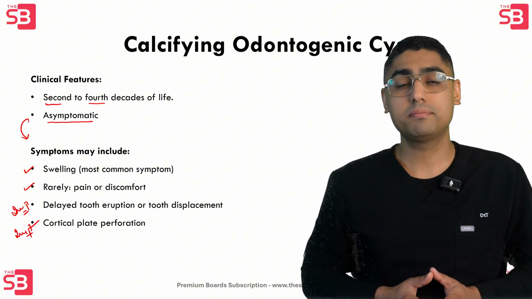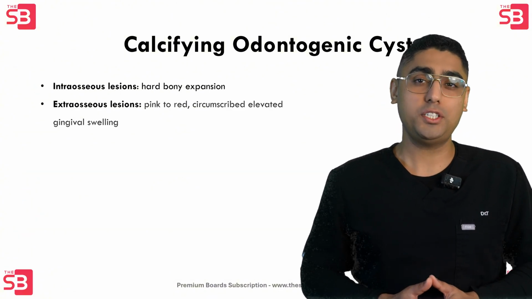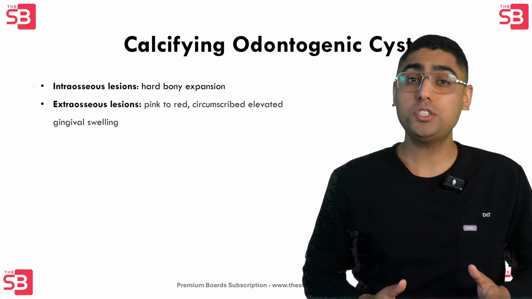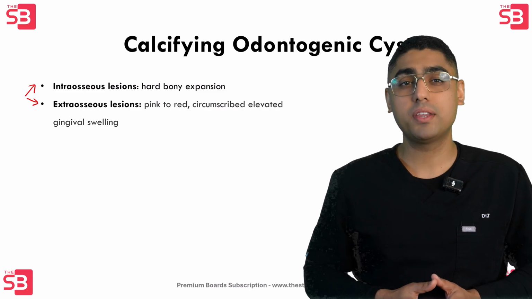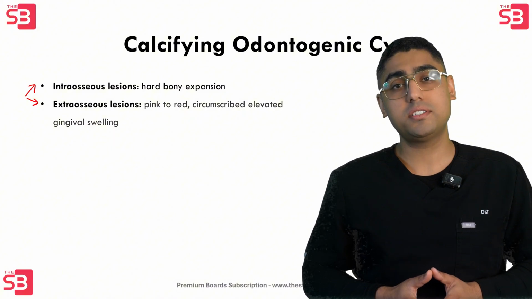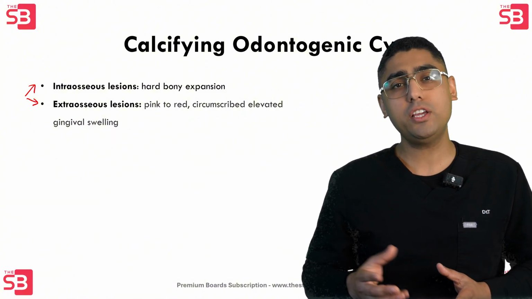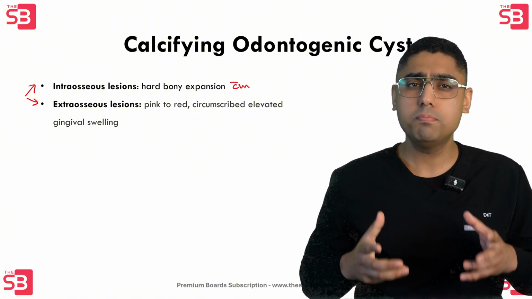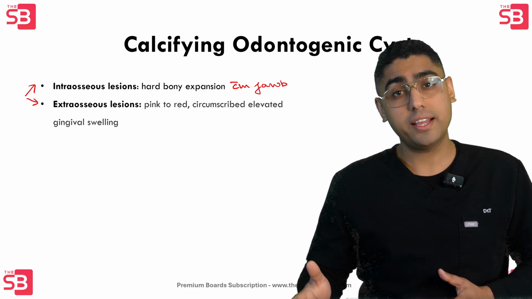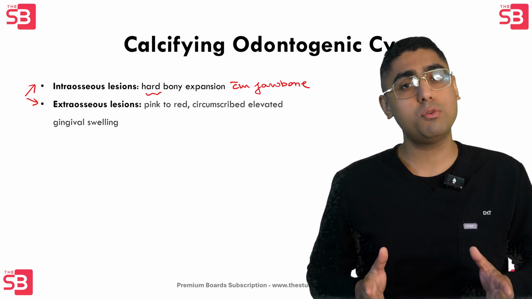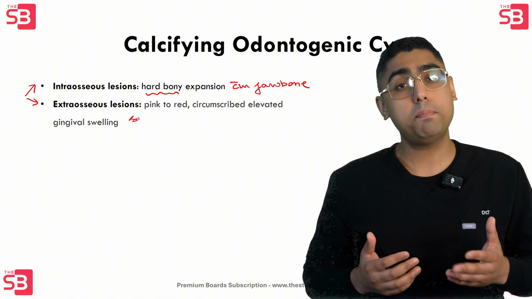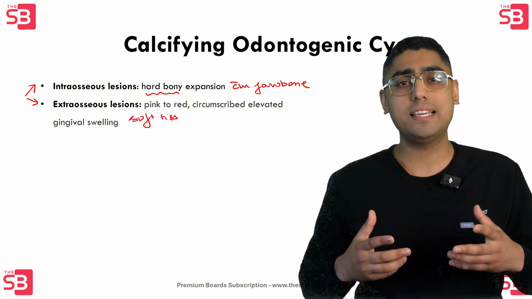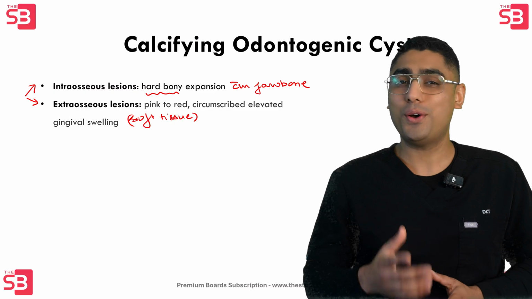This is important. Now, there are two types of presentations to note: intraosseous and extraosseous. The intraosseous lesions occur within the jawbone and typically cause a very firm, hard, bony expansion. On the other hand, extraosseous lesions are found in the soft tissue and appear as pink, or you can say red, elevated swellings on the gingiva.